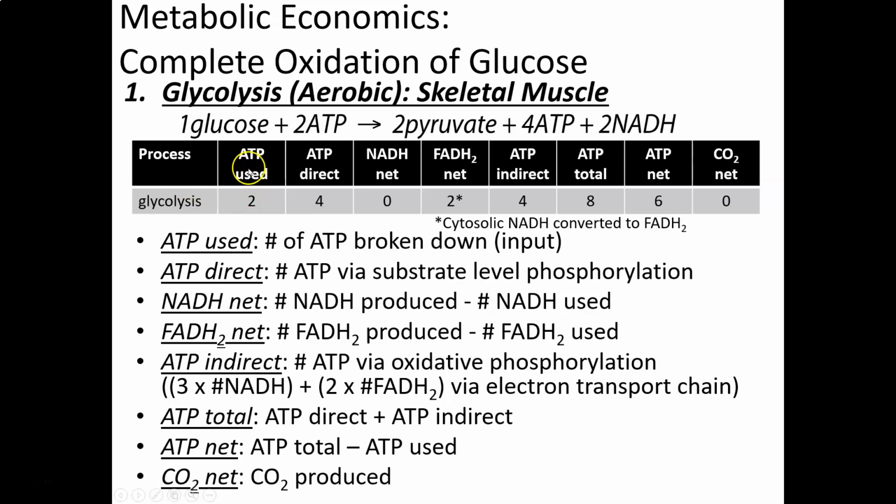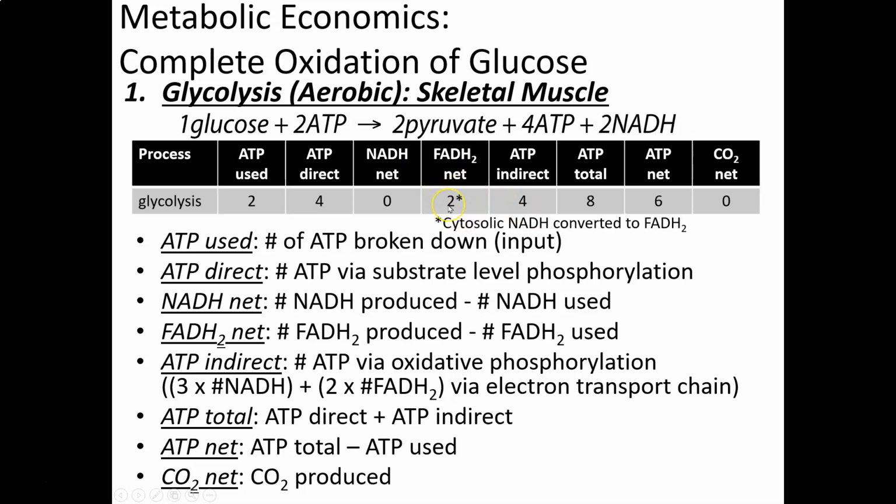So we'll start at the beginning. ATP used is 2. We always put 2 ATP in. ATP direct, we always get 4 ATP out. 2 for the top one, 2 for the bottom one. NADH net, there's 0 because we converted to FADH2 because we lost 1 ATP's worth of energy moving across the mitochondria, right? So we have 2 FADH2s.